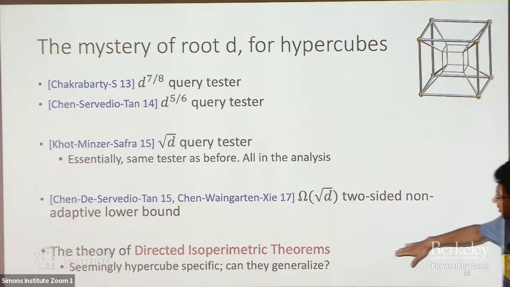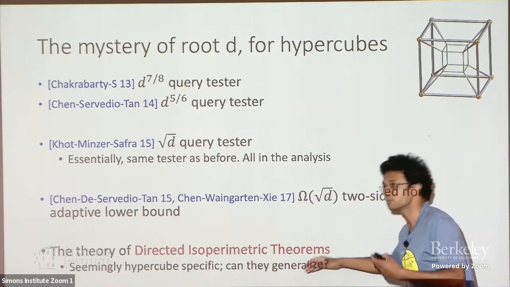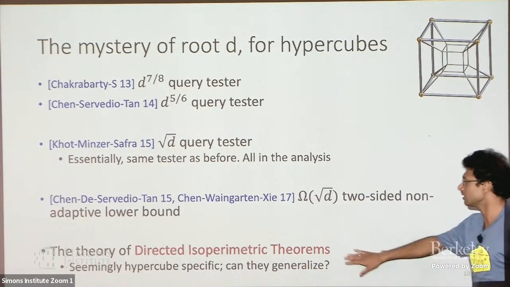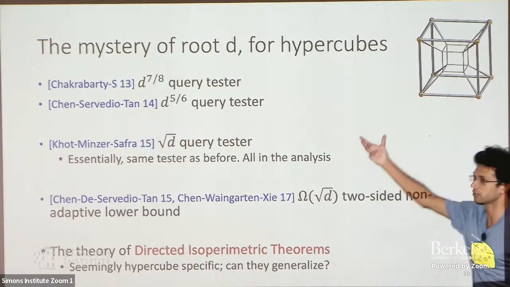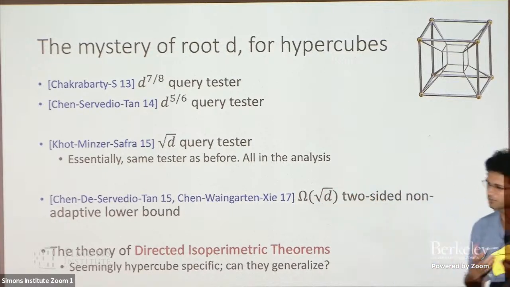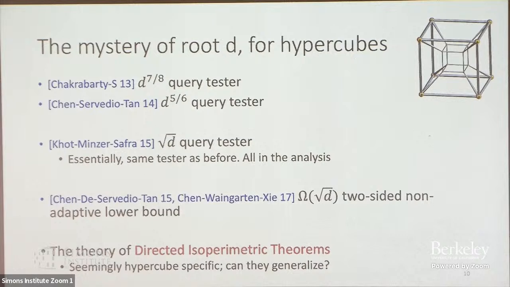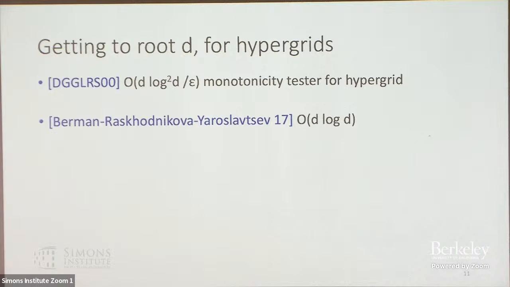And this led to what's called the theory of directed isoperimetric theorems, which is what I will talk about. But seemingly, this was very hypercube specific. If you looked at their proofs, and even the earlier stuff, it felt like it was using the hypercube. The question is, can this generalize beyond the hypercube? And the story since then, recently, has been that we can actually get to root d even for hypergrids.